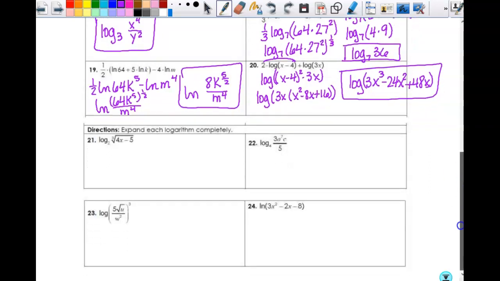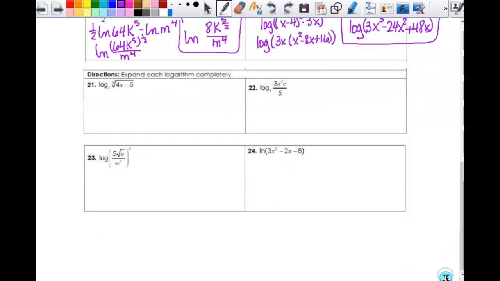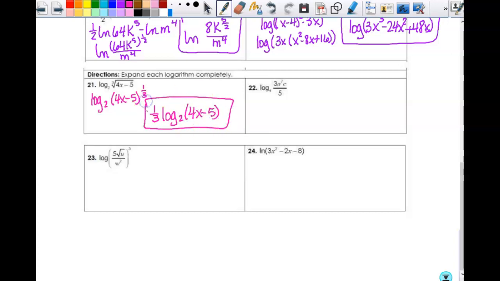All right, so then we're going to expand each logarithm completely. So that 1/3 is going to become an exponent first. So we'll get log base 2 of 4x minus 5 to the 1/3 power. Be careful, make sure you check to see if there's anything that can be factored out of there, which there's not. But if that was like 4x minus 8, then I could factor out a 4. Just keep that in mind. That 1/3 comes out front, so I keep 1/3 times the log base 2 of 4x minus 5. And if you don't use parentheses there, it makes it wrong.